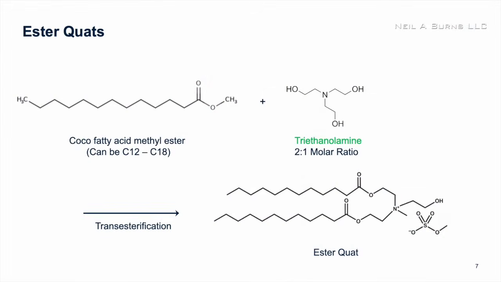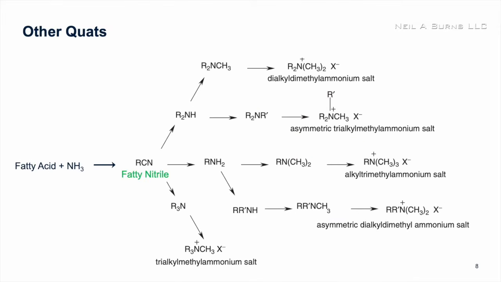Moving on to the big cationic category. All sorts of ester quats built on fatty acid methyl esters, plus, of course, triethanolamine. And then a range of other quats starting from a fatty nitrile. You can study those various routes.